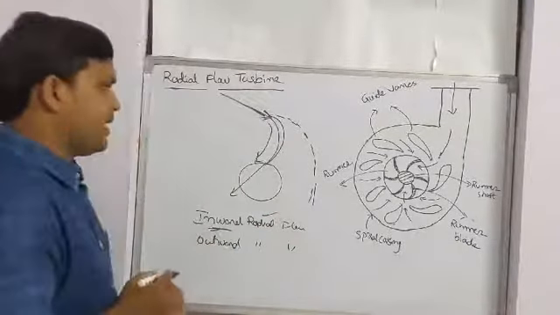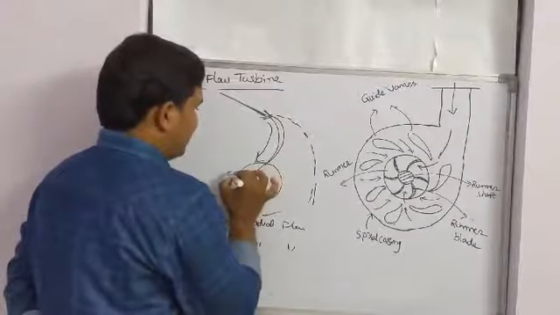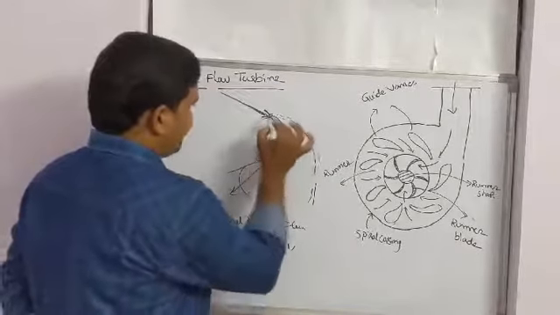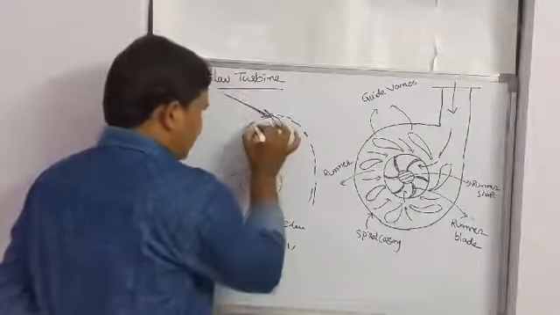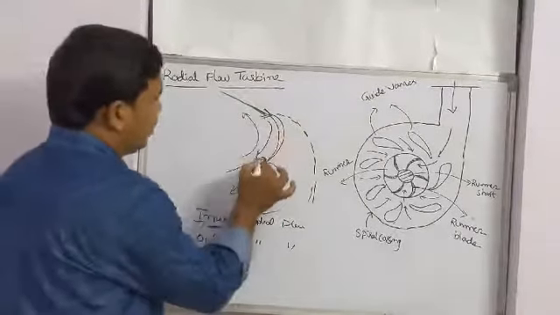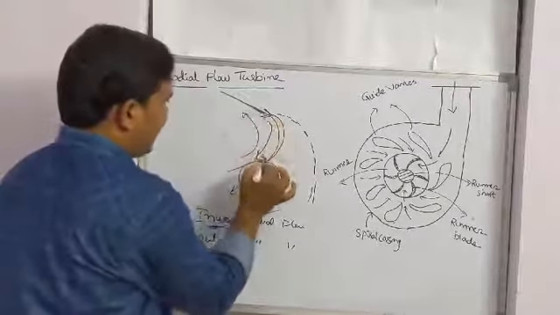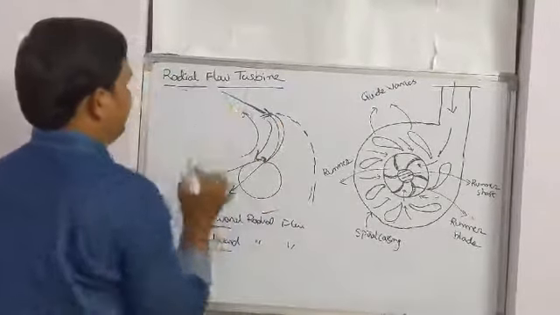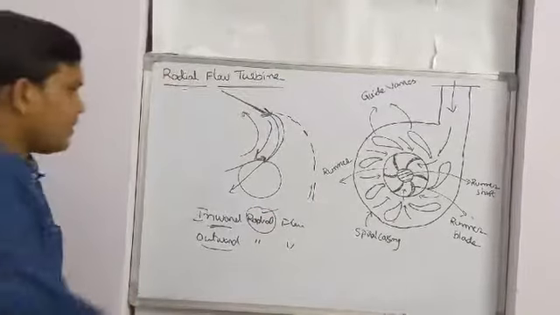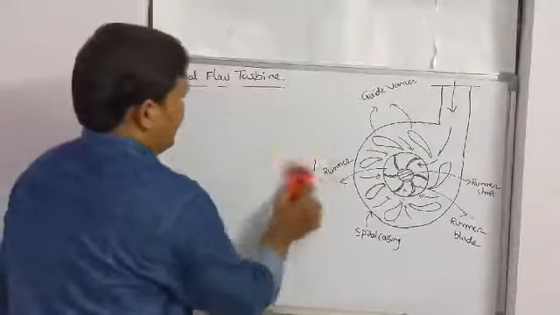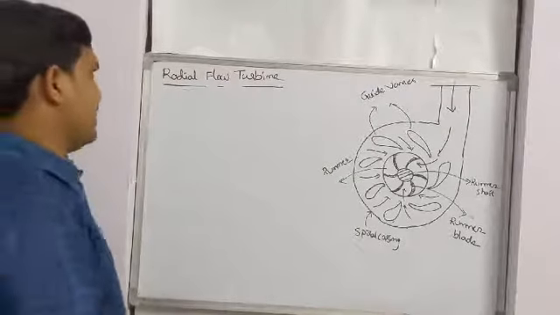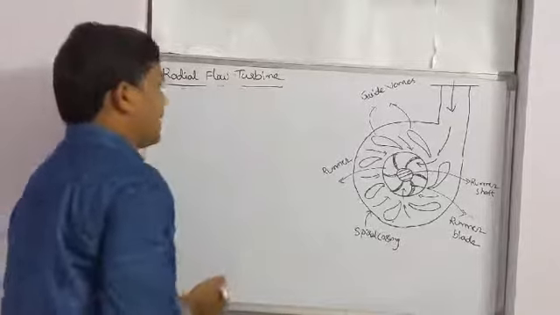Outward radial flow means the water enters the runner at the inner radius and leaves from the outer, meaning it goes out towards the outer side. So this is called outward radial flow. This means that for both the inlet and outlet of water, the flow is radial. That's why it is a radial flow turbine. In radial flow turbines we have one example, that is the Francis turbine.